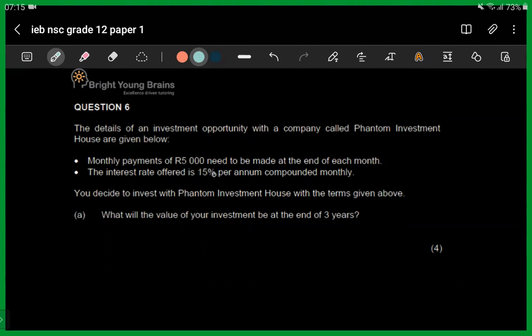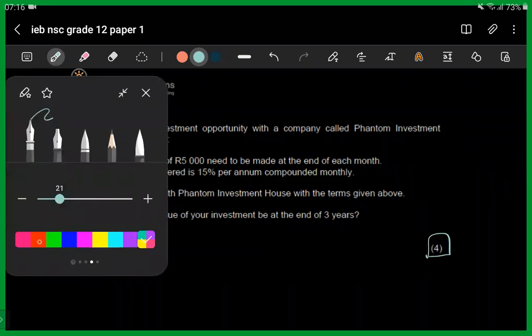Monthly payments of 5,000 need to be made at the end of each month. The interest rate offered is 15% per annum compounded monthly. Then it says that you decide to invest with Phantom Investment House with the terms given above. What would the value of the investment be after 3 years? It's a straightforward future value annuities formula question.